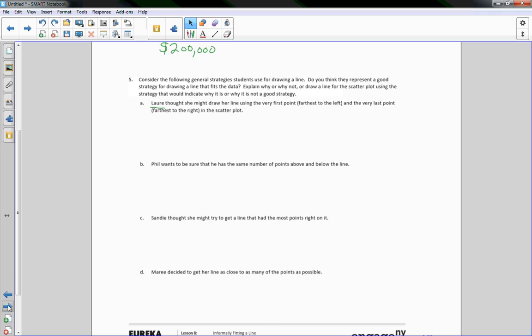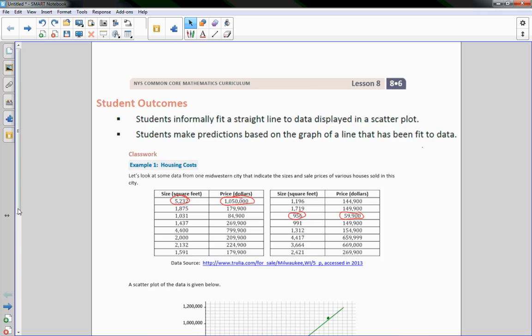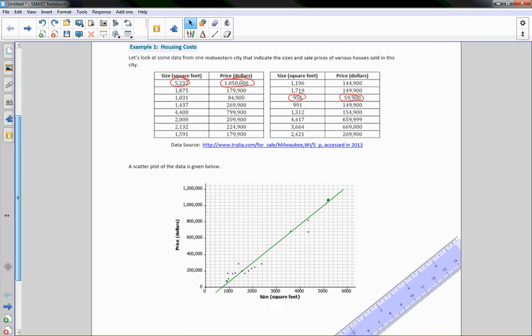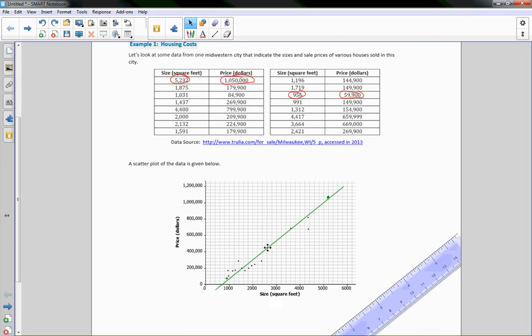And then Sandy thought she might try to get a line that has the most points right on it. So if I do that, let's see what that would do. So now I'm going to have to rotate or something. I see that there's like 4 points right here. And then if I rotate it, maybe change the slope and then move it, and then get like those 5, 6 points on that line like that. But then we have a lot of points above and none below. So that would not be a good way to do it.